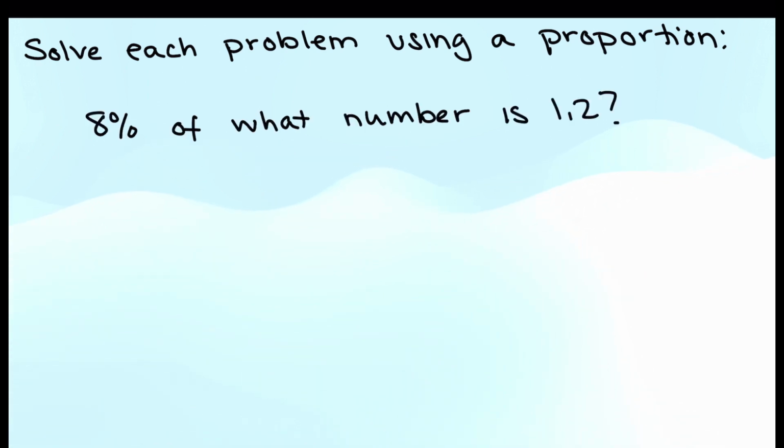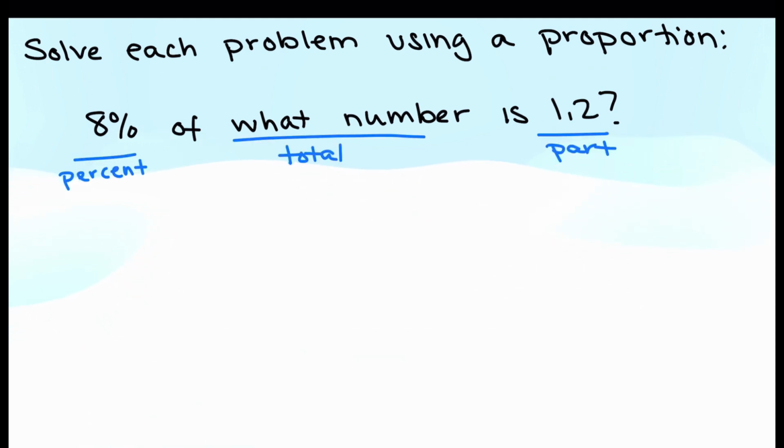Here's another example. 8% of what number is 1.2? So in this problem, they are giving me the percent, and now we're trying to find the total. Again, notice that total is after the word of. So we're actually trying to find the total, and they're giving us the part. They're telling us 8% of some number is 1.2.